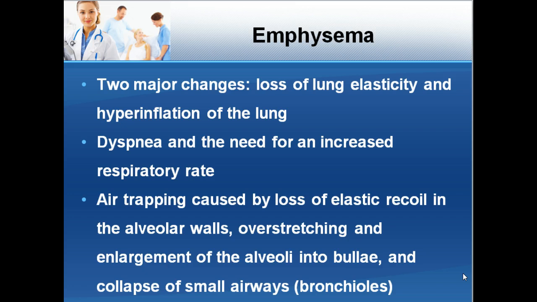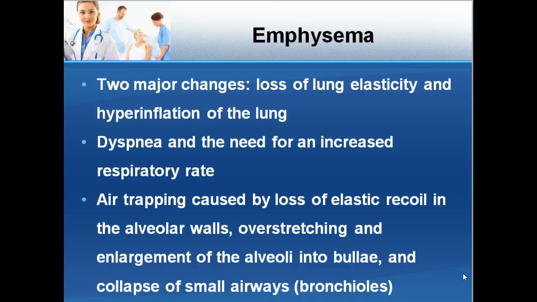So you have dyspnea and the need for an increased respiratory rate. They're trying to take little short, quick respirations. Air trapping is caused by loss of elastic recoil in the alveolar walls, overstretching and enlargement of the alveoli into the bullae, and collapse of small airway bronchioles. Now, emphysema does affect the bronchioles and the alveoli, whereas asthma does not. So we want to keep a note of that.